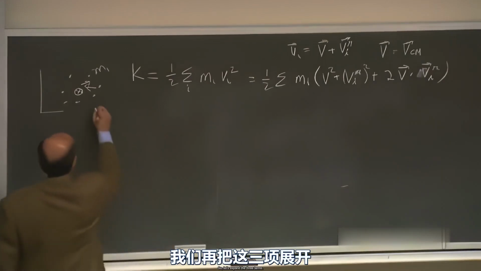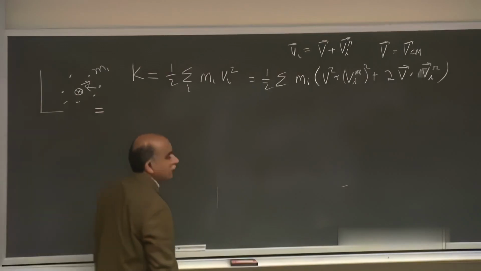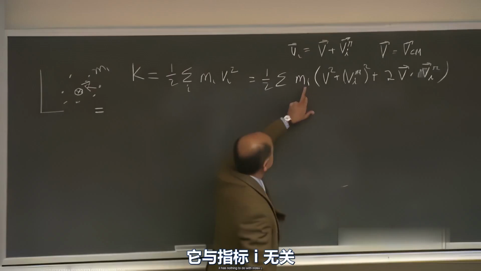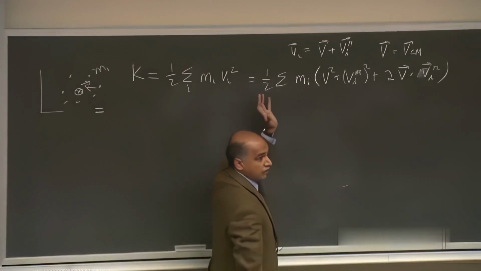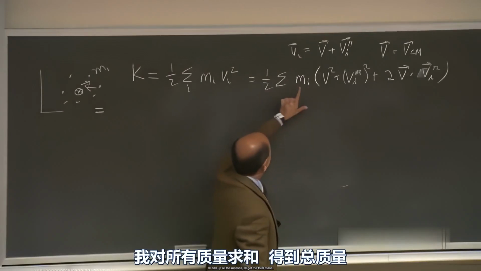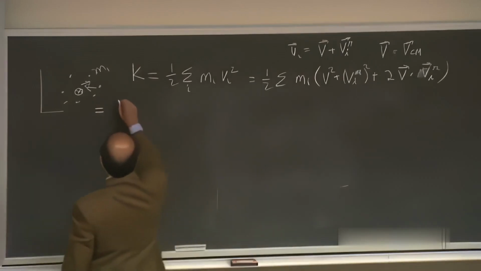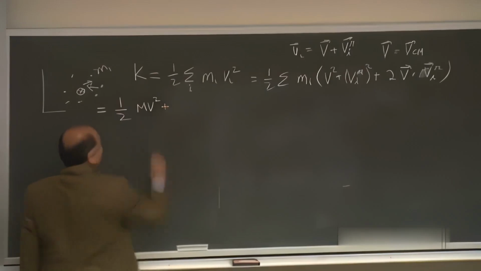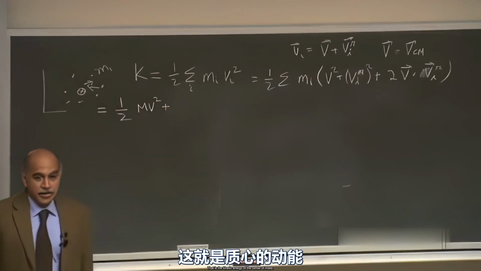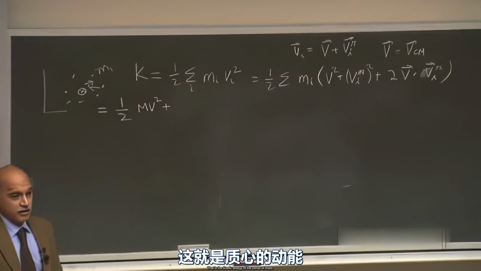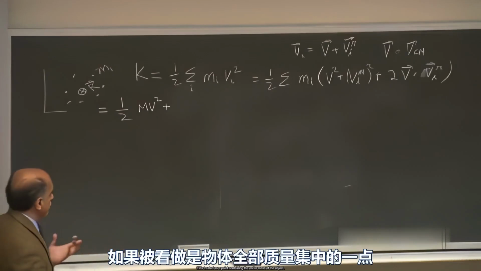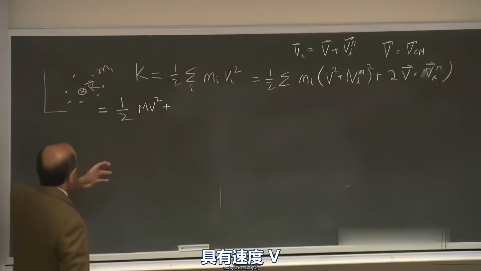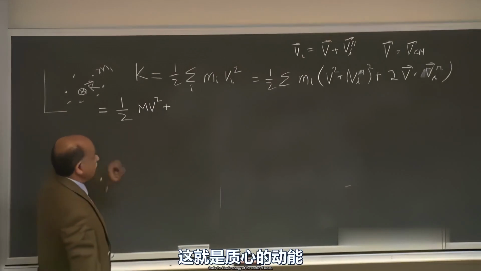So let's expand the 3 terms. In the first term, this velocity of center of mass has nothing to do with index i, so you can pull it out of the sum. And what will I get? I'll add up all the masses. I'll get the total mass. So I get the result, 1/2 mv squared. That is the kinetic energy of the center of mass. In other words, the center of mass, if it's treated as a point containing the entire mass of the object moving with a velocity v, that's the kinetic energy of the center of mass.